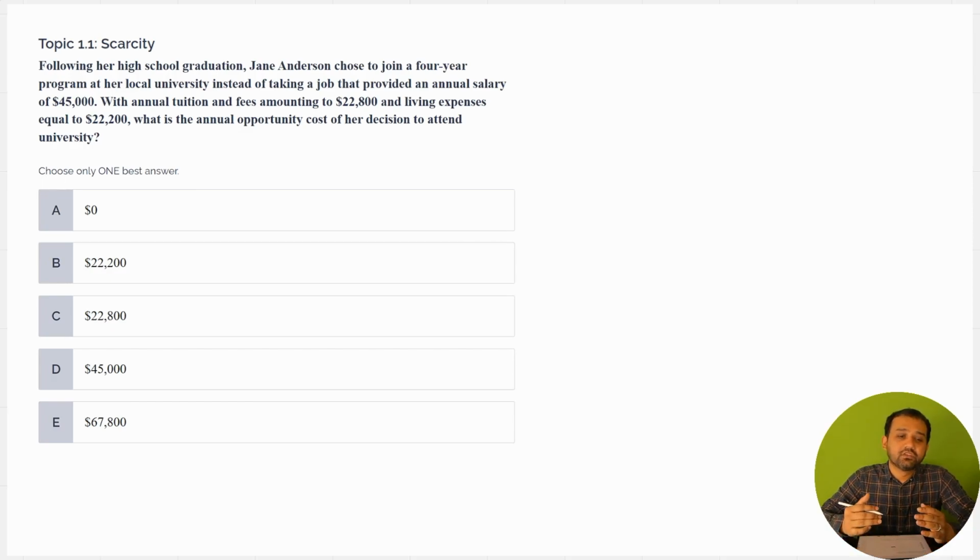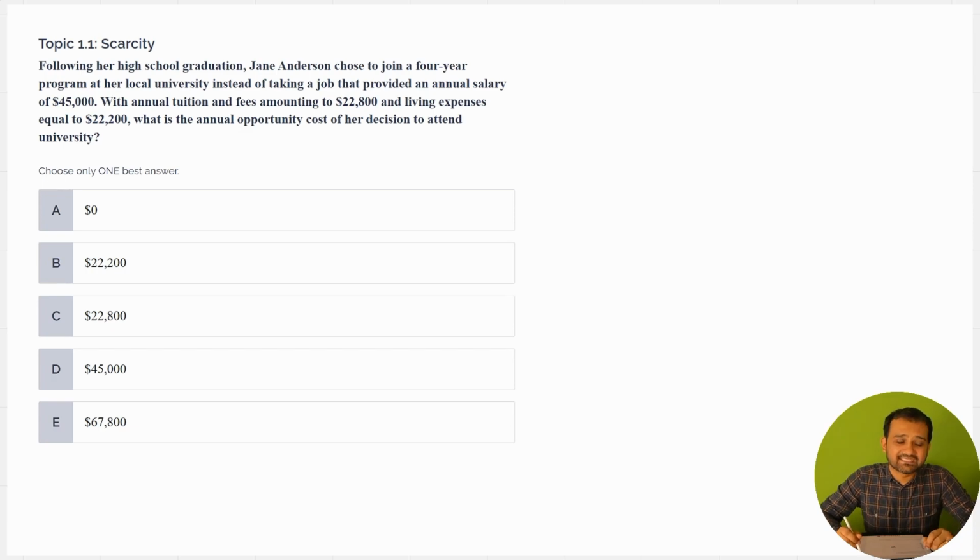In this question, we are given a scenario where a person is making a choice between attending a university versus doing a job. And we are given some values and asked to calculate the opportunity cost of the choice she made. Now, if you recall, opportunity cost is the value of the second best thing that you give up when you make a choice. So in Jane's case, when she chose to go to university, what she gave up was the chance to earn a salary. So you may say, well, by going to university, she gave up the chance to make a salary of $45,000. That is the opportunity cost.